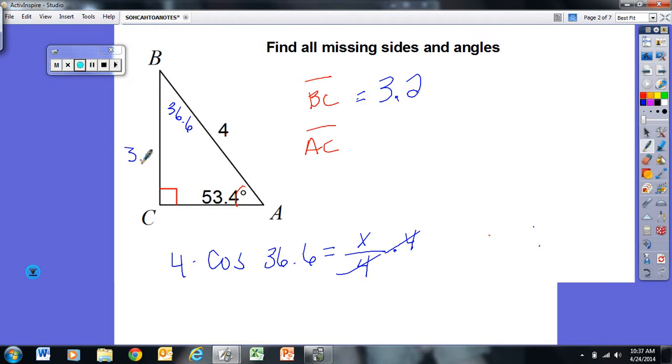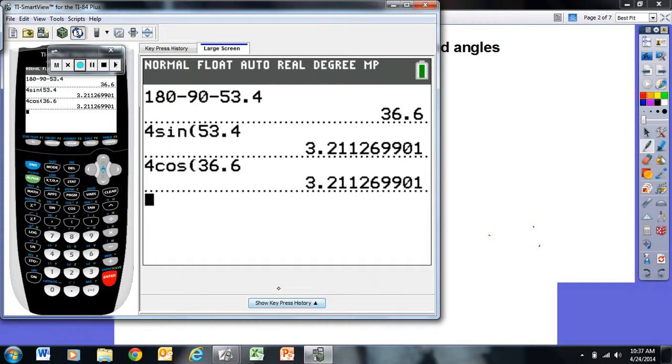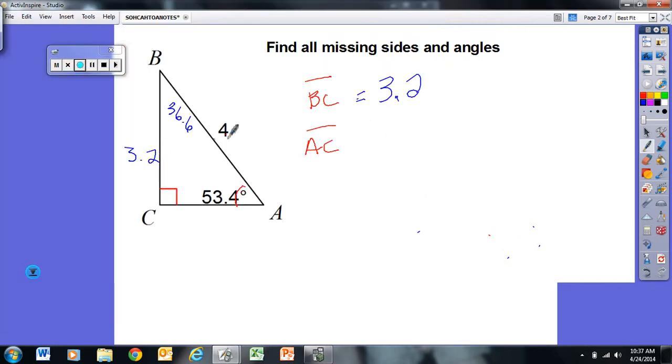Now some people might want to go to Pythagorean theorem right now to find the other missing side. Hopefully you realize the problem with that is that this is a rounded approximation of this side value. Remember, I really got 3.2112699. So we shouldn't use Pythagorean theorem because then you're just squaring something that you've already rounded, and that's not accurate. So we're going to find this side.